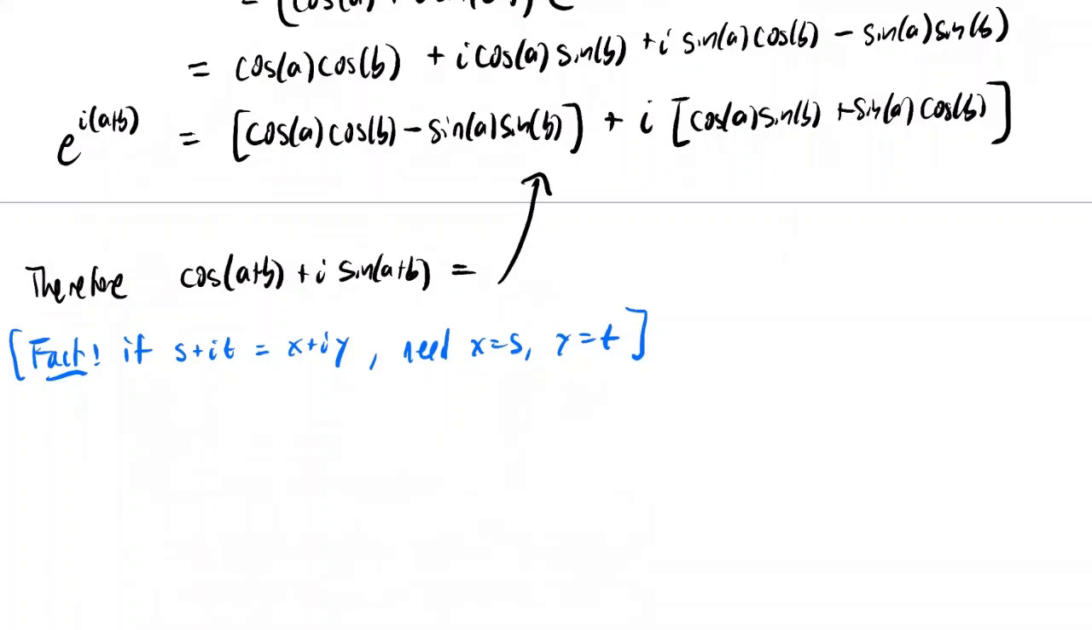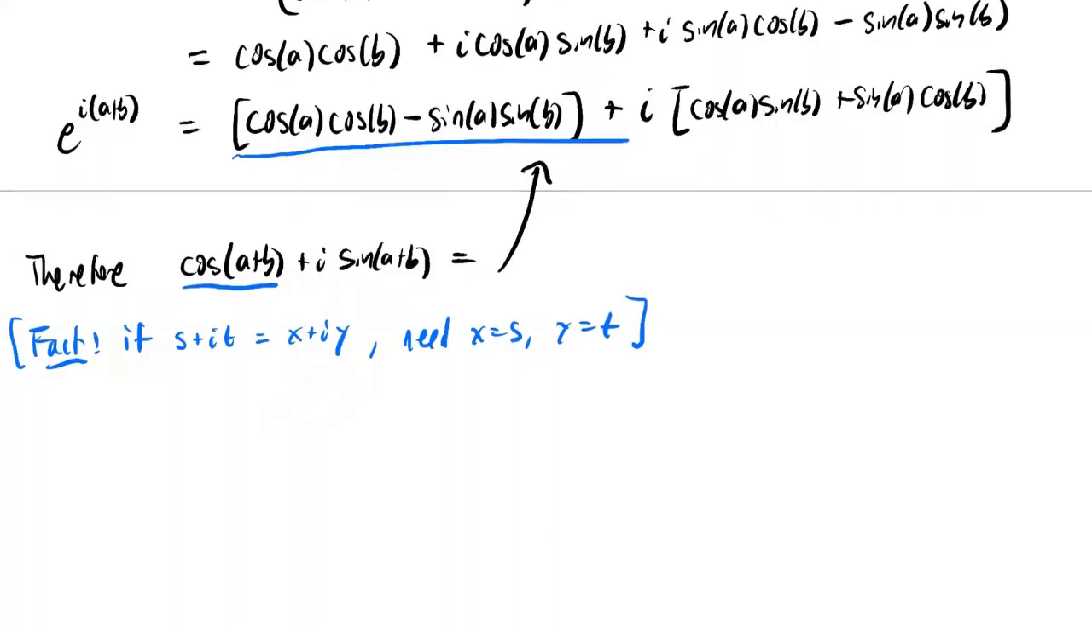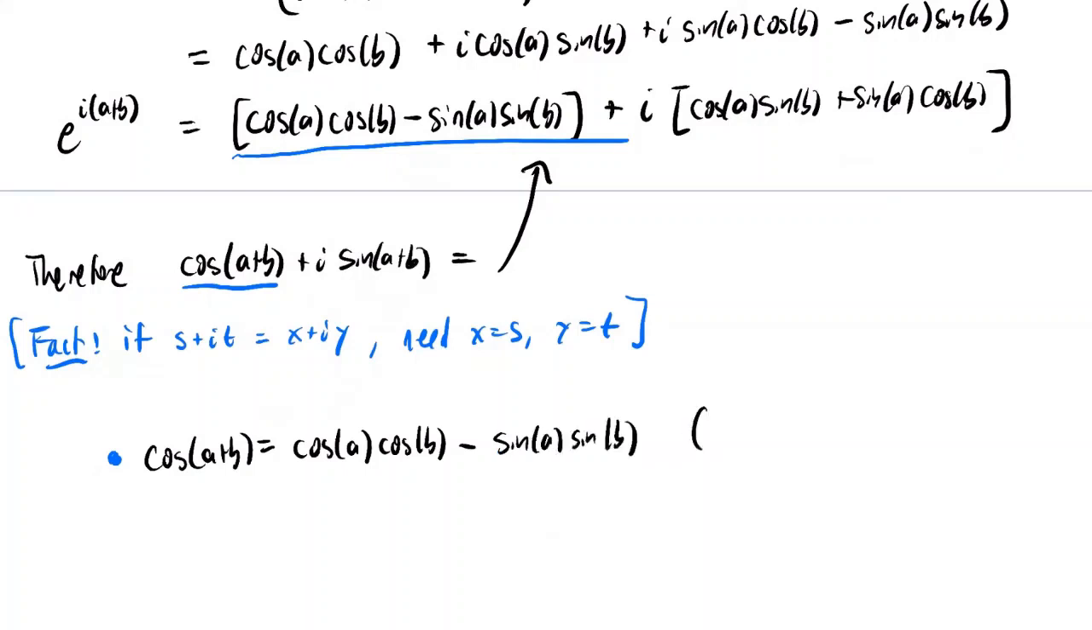And so if we look at this, well, what is the real part of the left? I have cosine of a plus b. On the right side, I have cosine of a, cosine of b minus sine a sine b. And so this tells me that cosine of a plus b has to equal cosine of a, cosine of b minus sine a sine b, right? So this is from comparing the real parts.